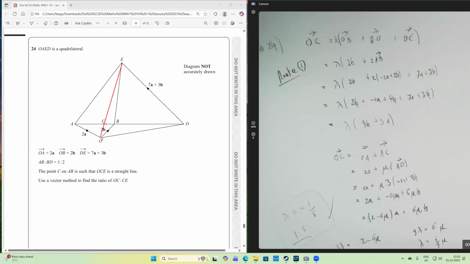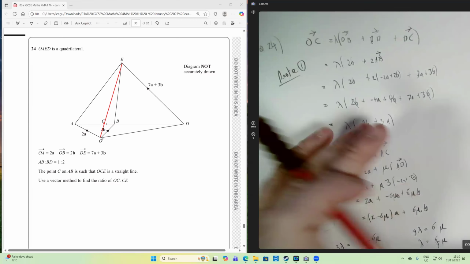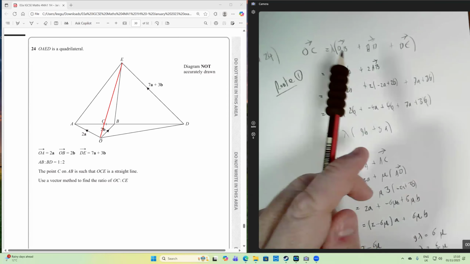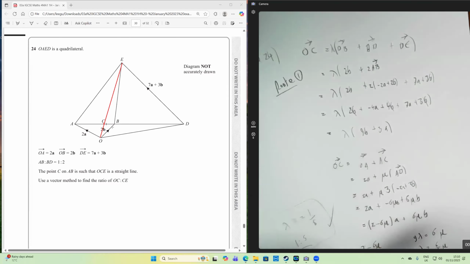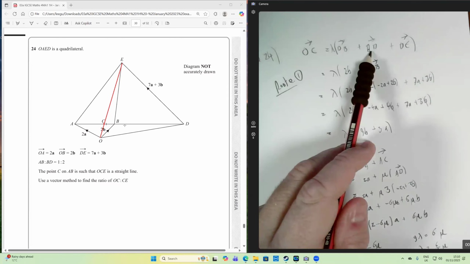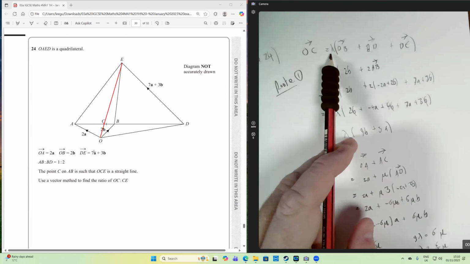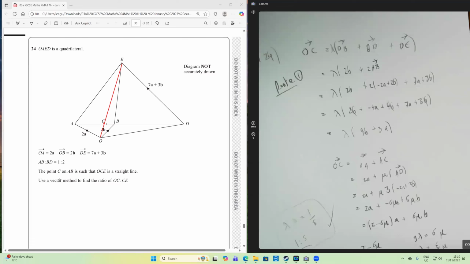Now, I've decided to do a rather circuitous long route here. So route 1 to go from O to C is first of all to go from O to B, as I'm indicating with the cursor up to there. Then, once I've got to B, I'm going to go B to D, and then I'm going to go from D to E up there. So one way of getting from O to C is to do some fraction, lambda, of going up there, along there, and up there. So that's my first route.